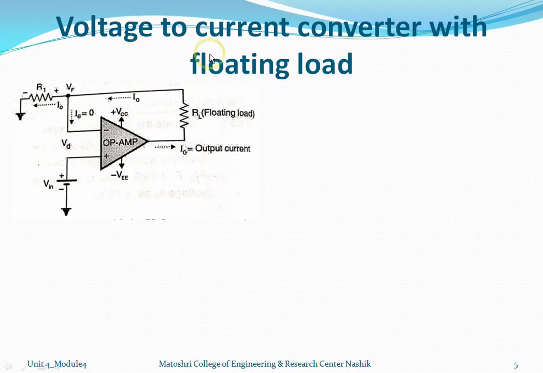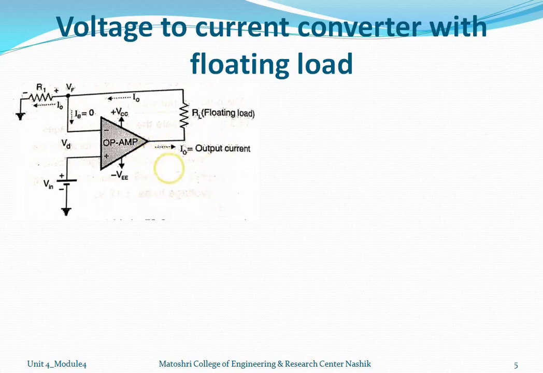This voltage to current converter is also called a current series negative feedback amplifier, because the feedback voltage across the resistance R1 is proportional to the output current I0, and it appears in series with the input of this op-amp circuit. That's why the alternate name is the current series negative feedback amplifier.